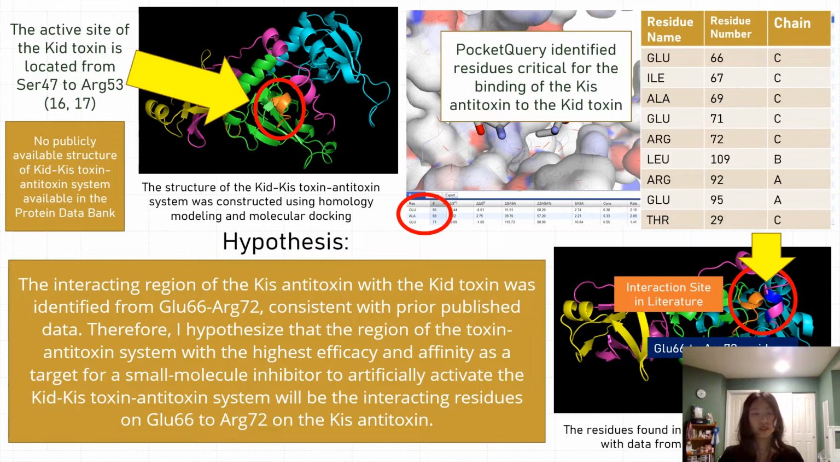The first piece was to identify the critical interaction sites between the toxin and the antitoxin protein in the lethal Kid-Kis toxin-antitoxin system found in resistance plasmid R1. This involved calculating the interacting amino acid residues for contributions to binding energy using PocketQuery, which identified these residues as the most likely targets for the development of a small molecule inhibitor.